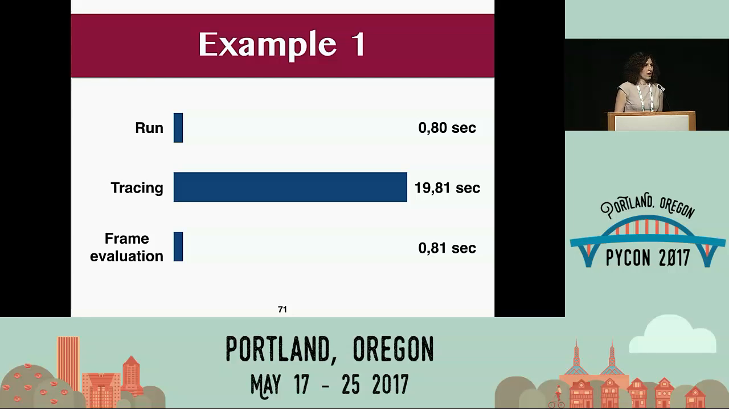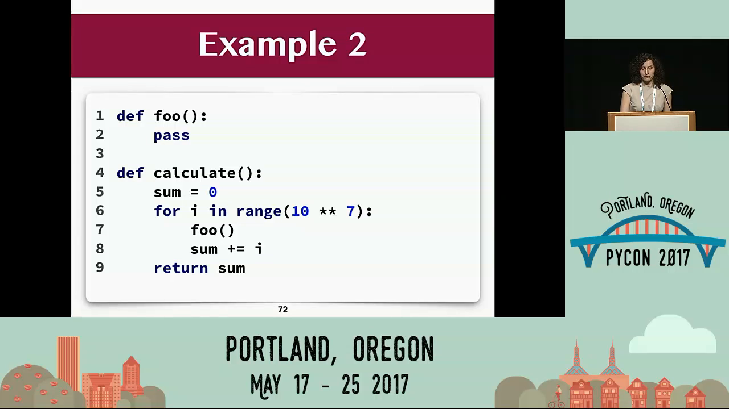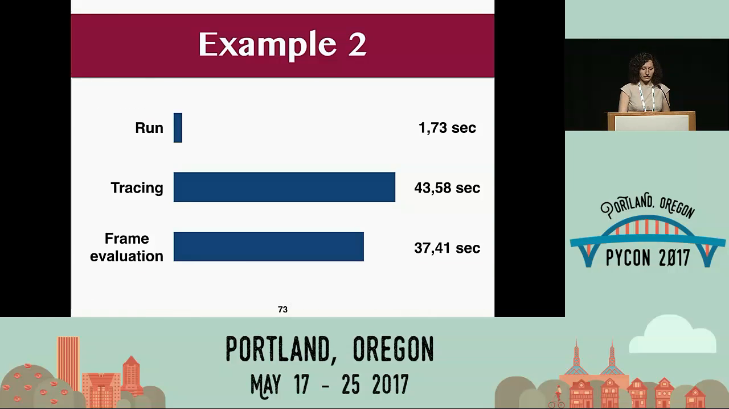That's great news. But what if we modify our example? In the previous example, we enter just one frame. But what if we enter frames many, many times? If we define function foo and call it on every step inside our loop, what will happen in this case? In this case, frame evaluation debugging becomes slow. Of course, it's evident because now we enter a new frame many, many times. On every entering, we call our frame evaluation function, and it slows down program execution again.